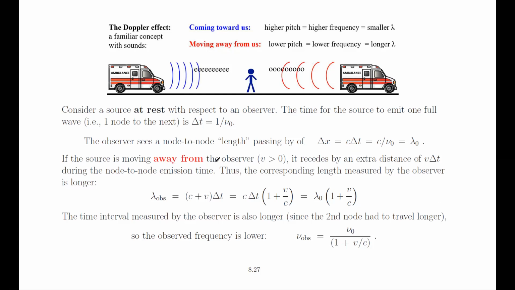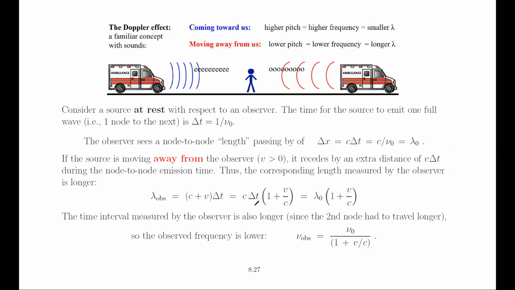If the source is moving away from the observer, we'll call that a positive velocity. That means that over the time it takes for the wave to have this full wavelength go by, from the beginning of that to the end, the object and the observer have now receded apart from one another by an extra distance, right? In addition to the c delta t, there's now this extra distance v times delta t that it's farther away by. So the length that would be measured by the observer is longer, right? So there's the c delta t, and then there's also the v delta t added on to that.